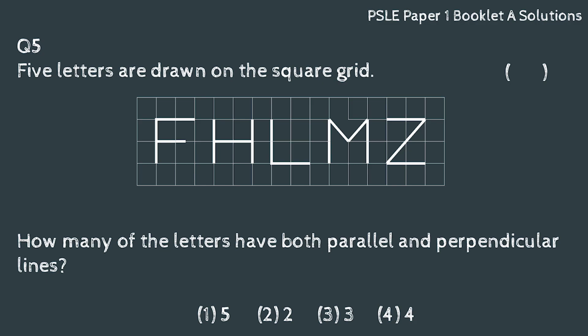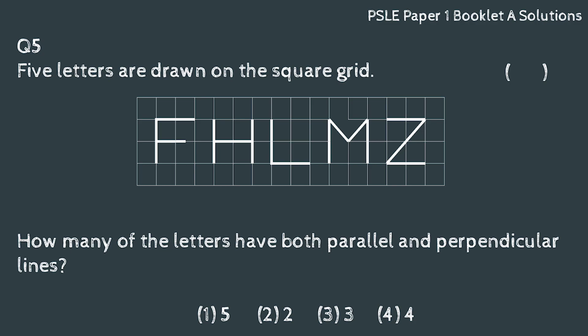This question is under the topic of geometry. We know that parallel lines are lines that will never meet, and perpendicular lines are lines that will meet at 90 degrees. For this question, we have to analyze each letter individually.